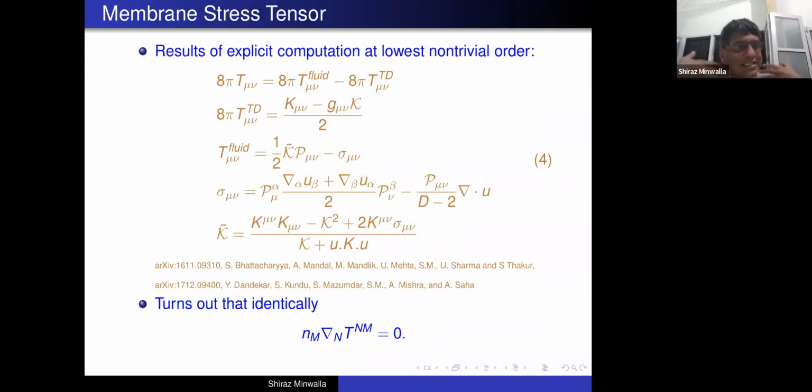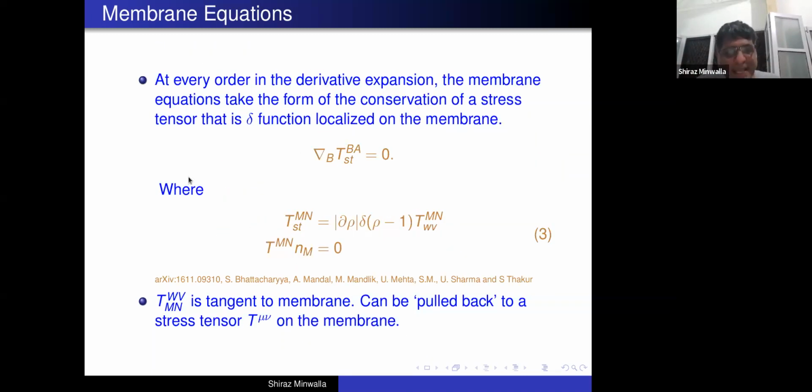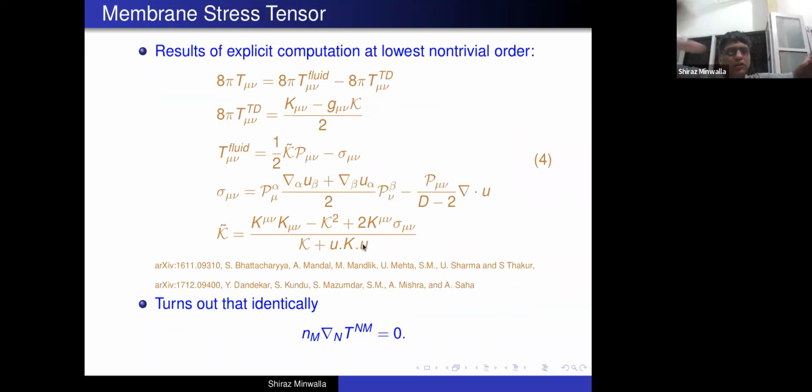In the rest of this talk I will talk not so much about the space-time stress tensor, that will come back once in a while, but the stress tensor on the world volume of the membrane. That's what I've called T mu nu. It turns out that T mu nu takes the following form. It is the sum of a fluid stress tensor and what we call a total derivative stress tensor. The total derivative stress tensor takes the form K mu nu minus G mu nu K by 2, where K mu nu is the extrinsic curvature of our surface and K is its trace.